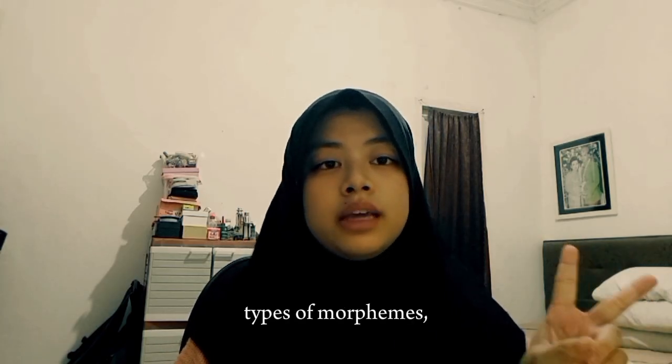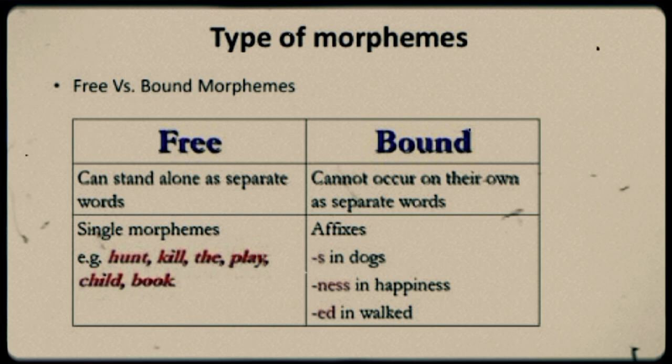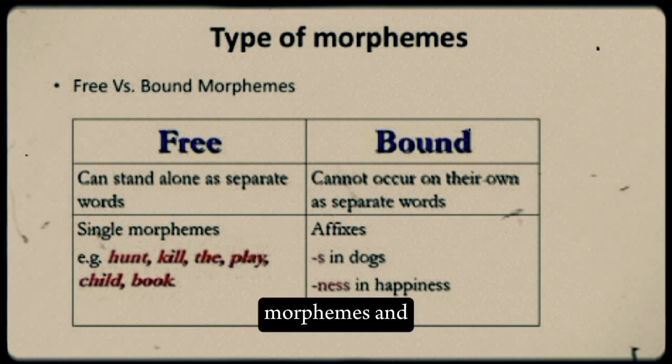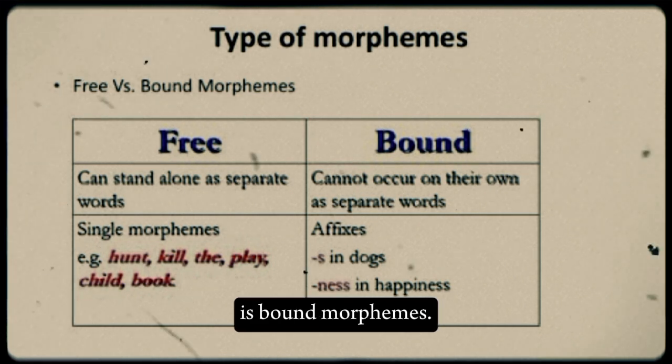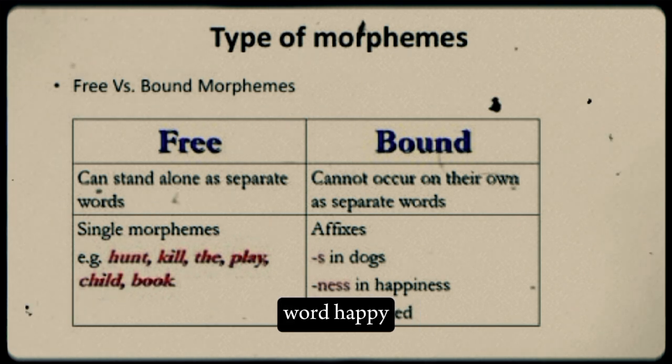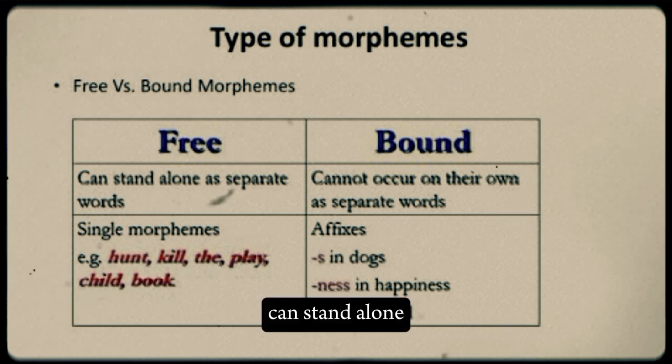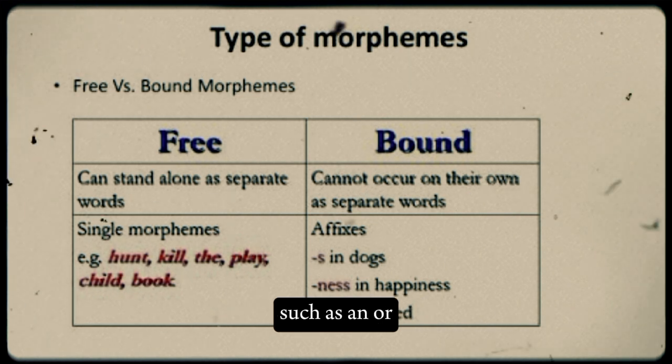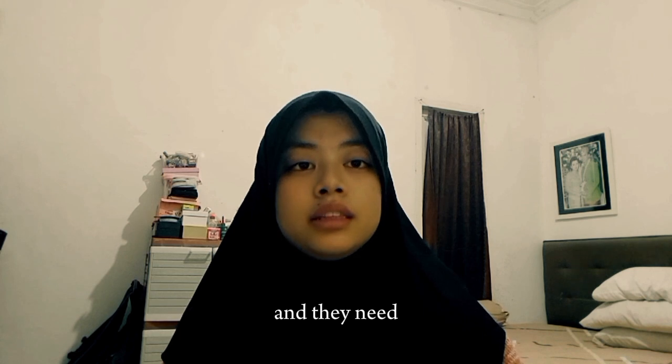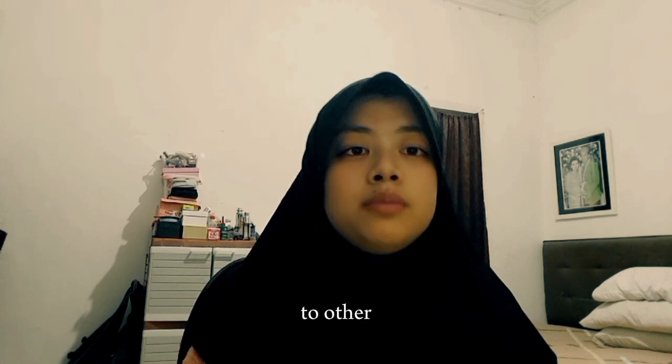There are two main types of morphemes. The first one is free morphemes, and the second one is bound morphemes. Free morphemes, for example, the word happy, can stand alone as a word. Meanwhile, bound morphemes such as un or ness cannot stand alone, and they need to attach to other morphemes.